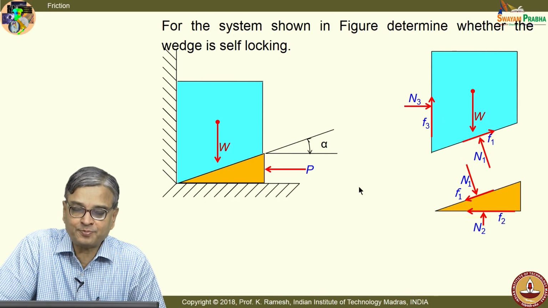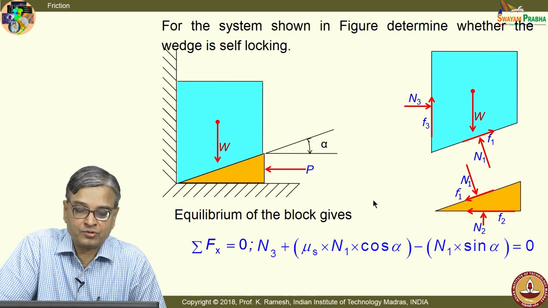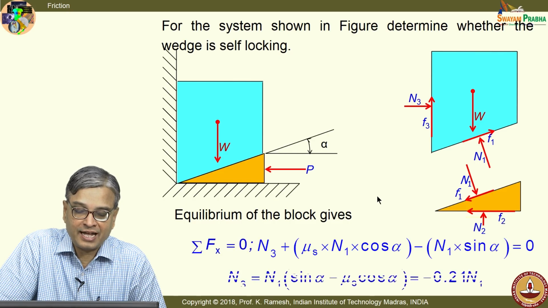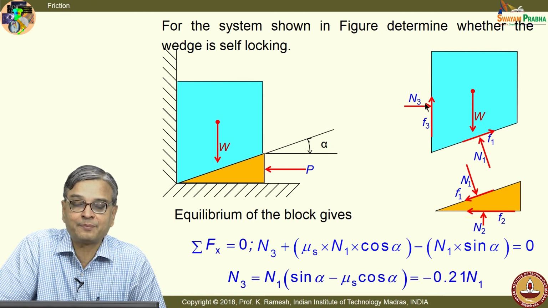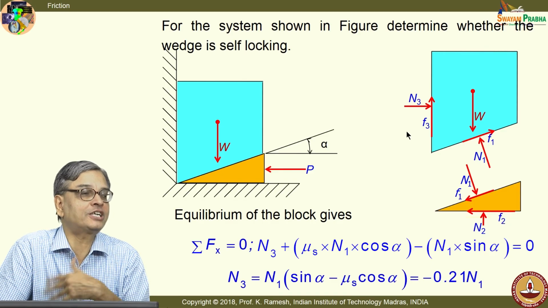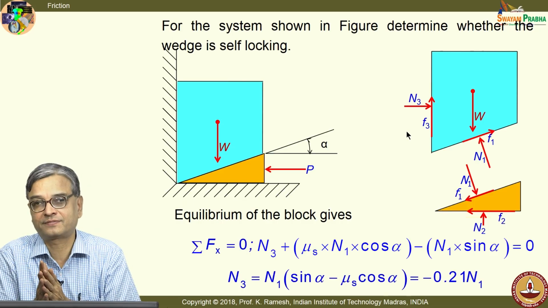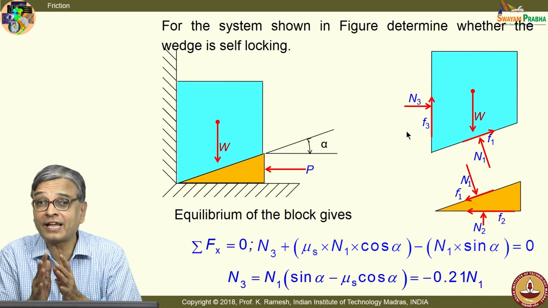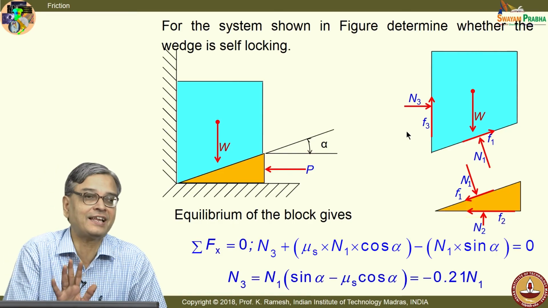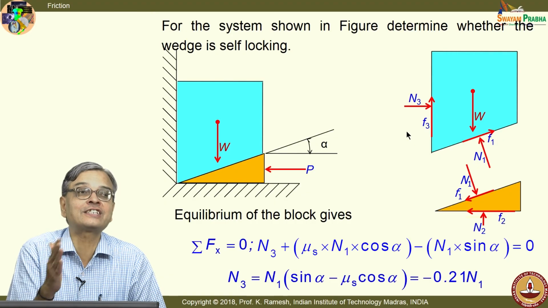So, when I solve this problem in this fashion, I get the value N3 as minus 0.21 times N1. That means, I have assumed it like this, I am getting this opposite, which is not possible. So, that means motion is not impending and the wedge is self-locked. You need that self-locking as a desirable property. Is the idea clear? See, we solve the same problem with two different frictional directions.